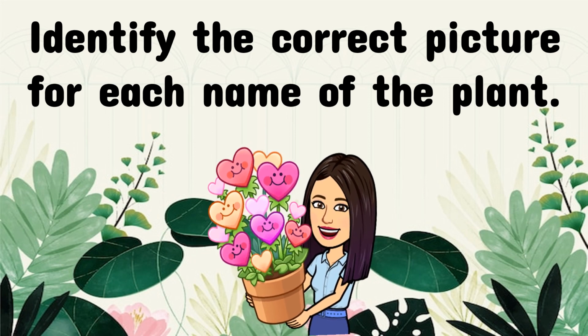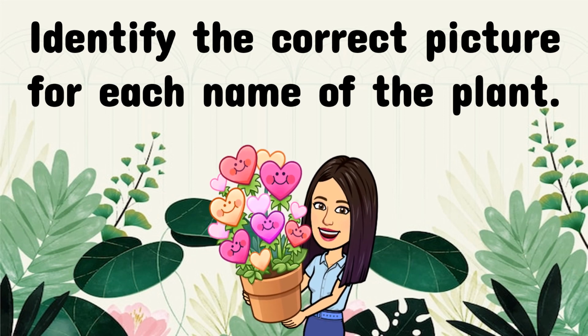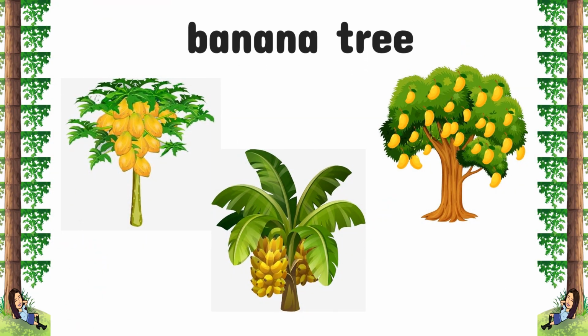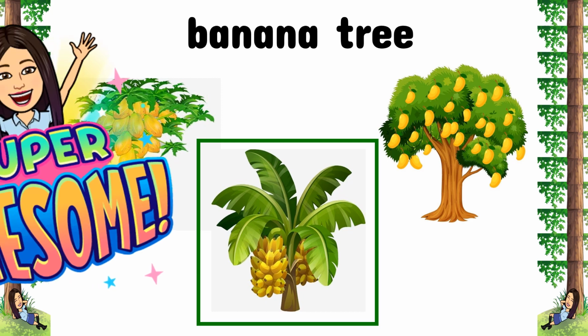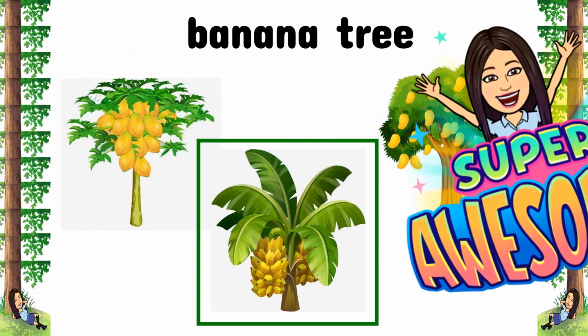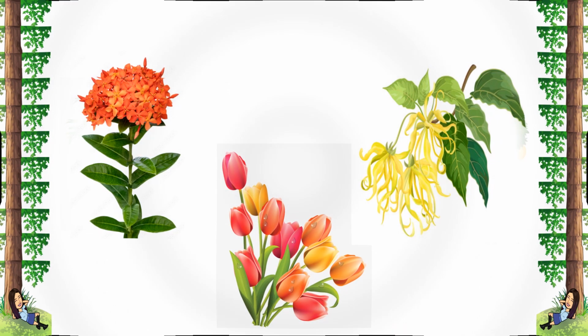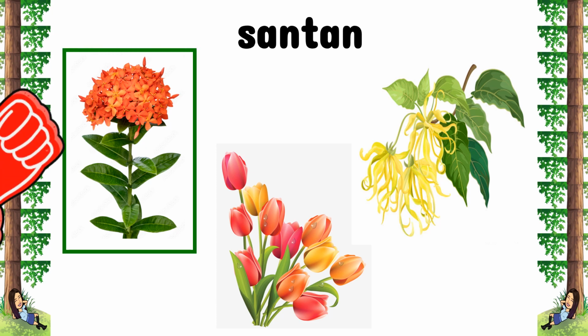Identify the correct picture for each name of the plant. To actively participate in this activity, you may write your answer in the comment section. Banana tree. And the answer is banana tree. Santan. And the correct picture is santan.